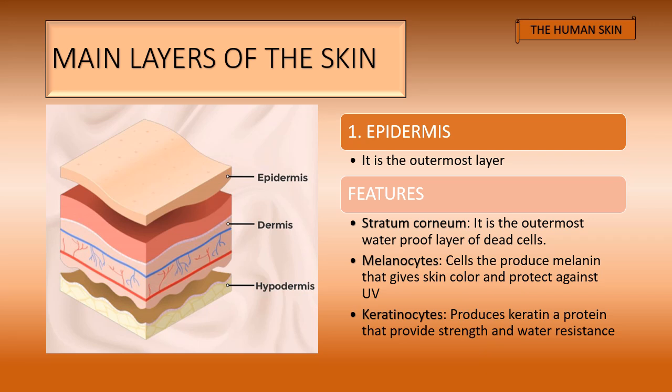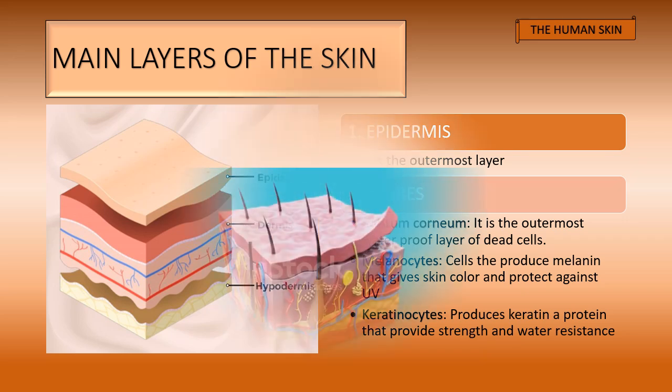Melanocytes, these are cells that produce melanin. Melanin is actually what gives our skin color and also protects the skin against UV. And the last feature is the keratinocytes, which produce keratin. Keratin is actually a protein that provides strength and water resistance.